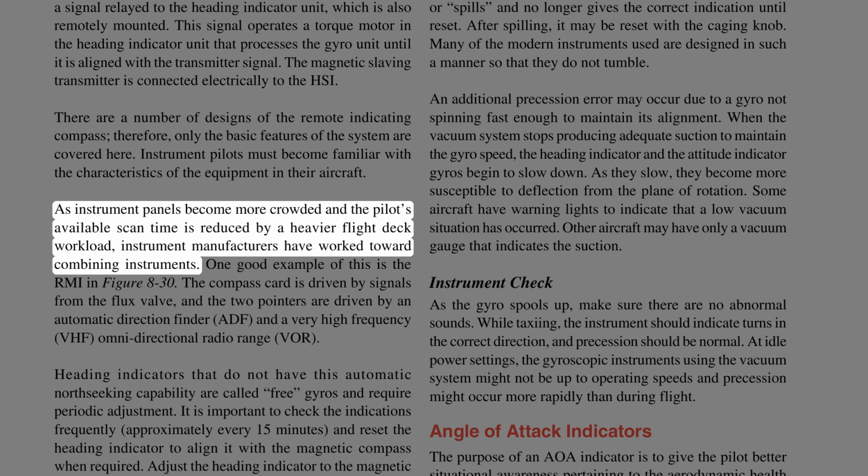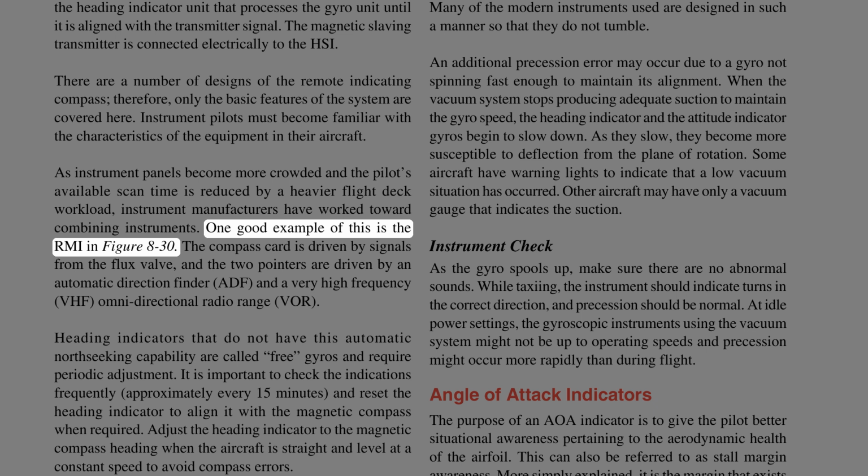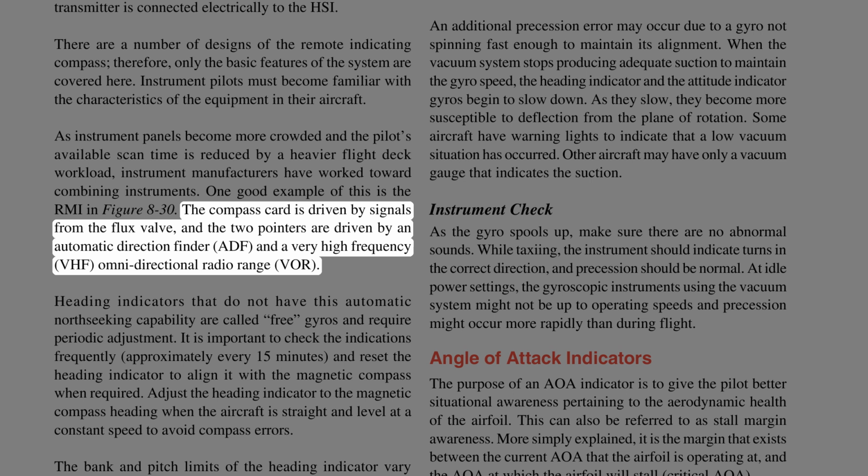As instrument panels become more crowded and the pilot's available scan time is reduced by a heavier flight deck workload, instrument manufacturers have worked toward combining instruments. One good example of this is the RMI in Figure 8-30. The compass card is driven by signals from the flux valve, and the two pointers are driven by an automatic direction finder, ADF, and a very high frequency, VHF, omnidirectional radio range, VOR.